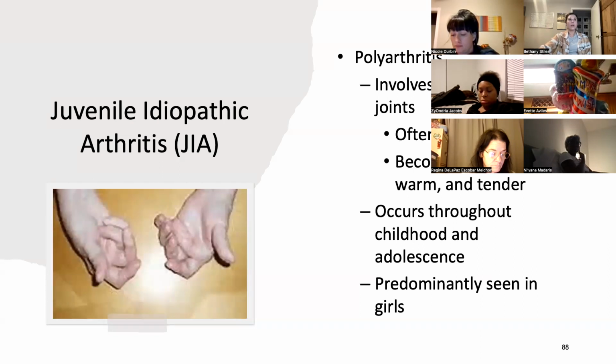Then we have polyarthritis, where we have 5 or more joints included. We typically see this in our hands and feet. So they'll be warm, swollen, and tender. And this happens throughout childhood and adolescence. Again, predominantly in girls.